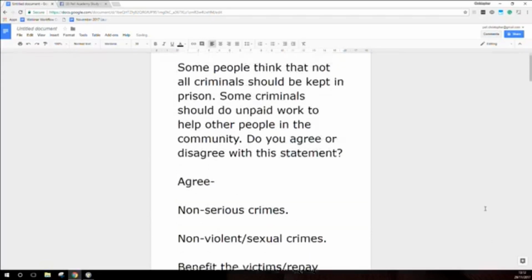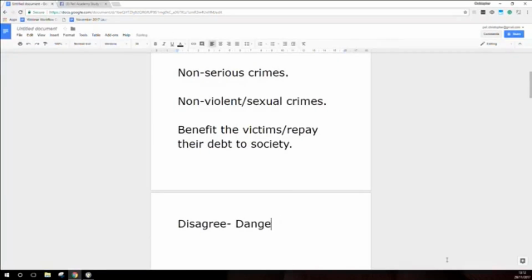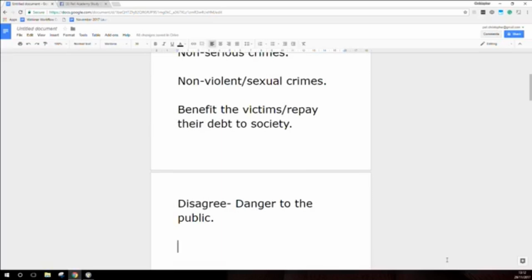Disagree. Why would someone disagree with that? It could be a danger to the public. So what I've done there is I just imagined two people arguing about this, like a debate. What would the other side say? I think the first thing they would say is, no, you have to keep criminals locked up to protect the public from them. Even if it's not a serious crime, it could be a minor crime like theft, you still need to protect the public.